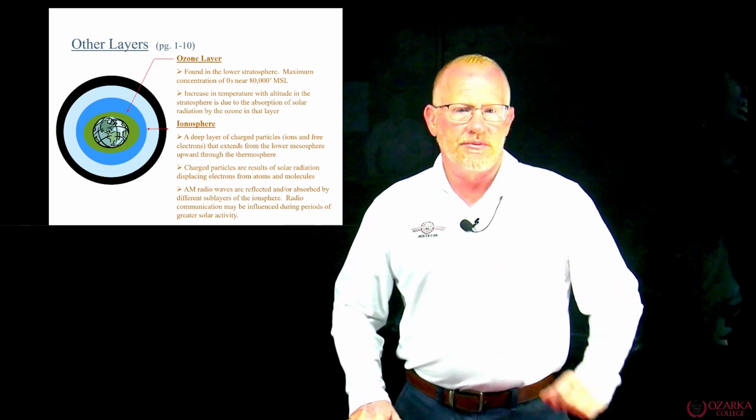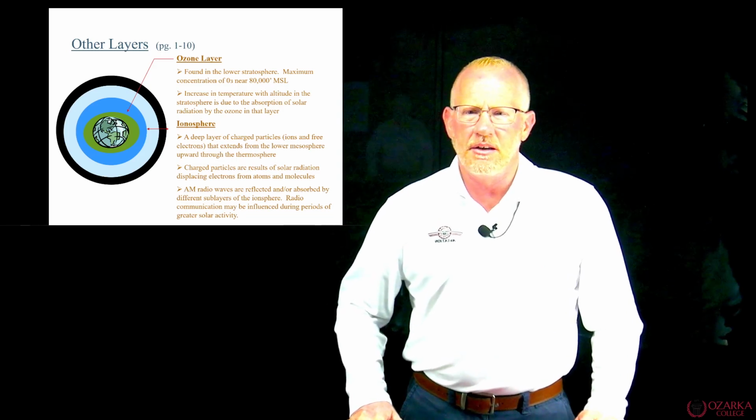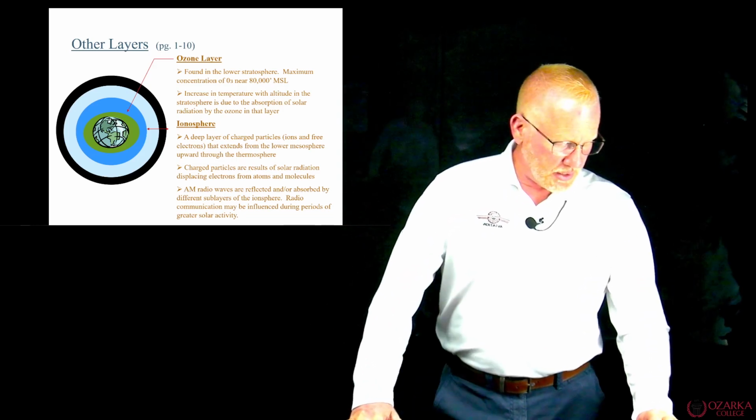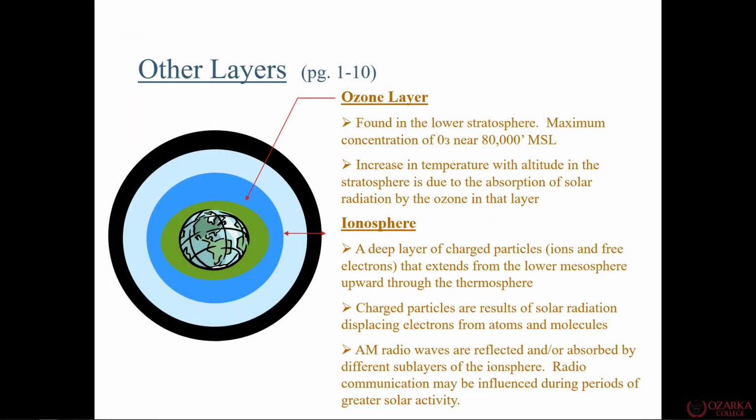Now, here's that ionosphere that I was talking to you about earlier, okay? So I'm going to blow this up so you can see it just a little bit better. Now, the ionosphere is a deep layer of charged particles, ions and electrons, that extends from the lower mesosphere upward through the thermosphere, okay? So the ionosphere is actually in the thermosphere and extends out past it. Charged particles are a result of solar radiation displacing electrons from atoms and molecules, okay?